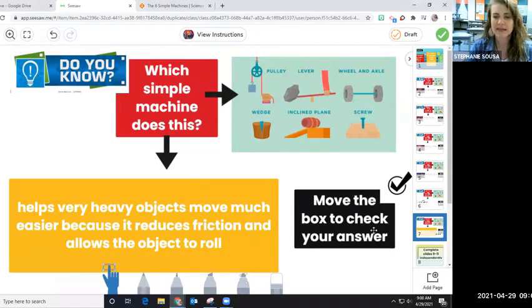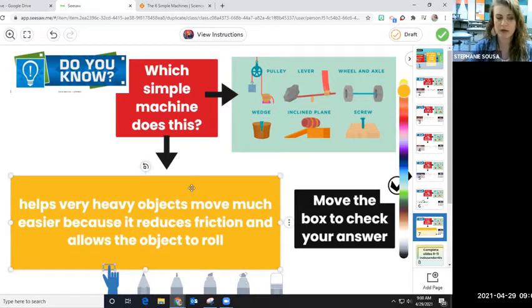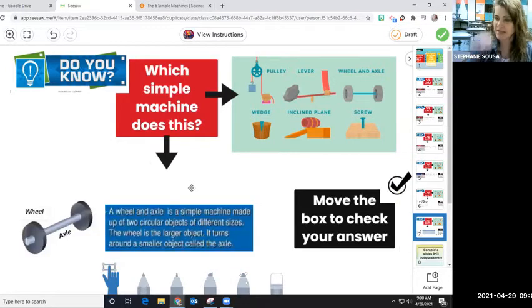Next up, slide 7. Very heavy objects move much easier because it reduces friction and allows the object to roll. Roll, roll, roll. A wheel and axle. A wheel and axle allows objects to roll and move in different directions. The axle is used to hold 2 wheels together. Any questions on that?